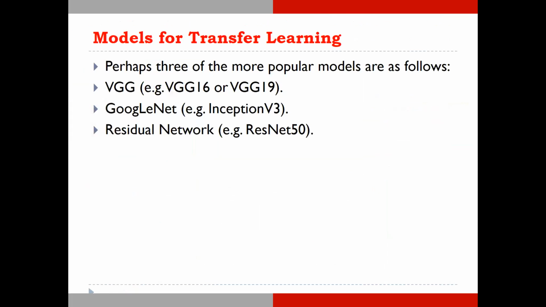So these are the different models of transfer learning. These are the more popular models of transfer learning. The first one is VGG. There are different flavors available in the VGG model, VGG 16 or VGG 19. And also we have GoogLeNet, an example of which is the Inception V3 model. And also the residual network, an example of which is ResNet 50. We have used the ResNet 50 V2 flavor.